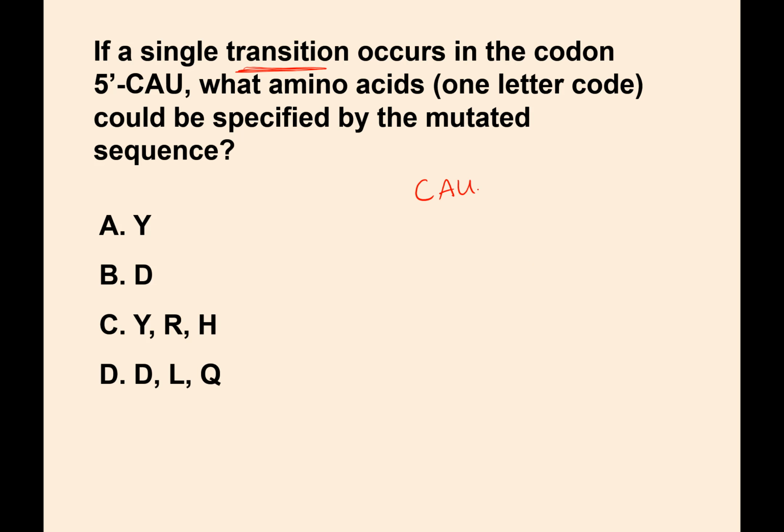So a transition is purine to purine, pyrimidine to pyrimidine. So the first transition we could have is C becomes U, right, because there's no T's. And CAU encodes for histidine, and now we have tyrosine.